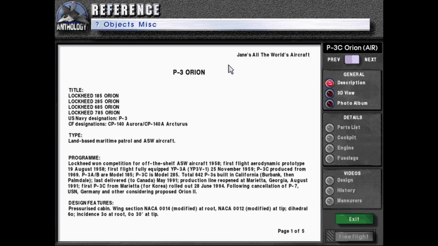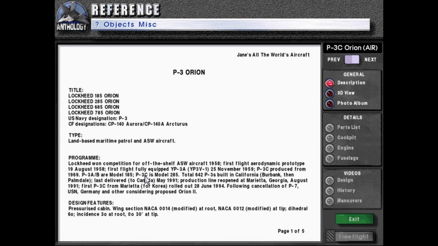I can't remember. Anyways, P-3 Orion, titled Lockheed 185 Orion, the Lockheed 285 Orion, Lockheed 685 Orion, Lockheed 785 Orion, U.S. Navy designation P-3, CF designation, that's Canadian Forces, CP-140 Aurora, and CP-140A Arcturus. Type: land-based maritime patrol and ASW aircraft. Program: Lockheed won competition for off-the-shelf ASW aircraft in 1958.